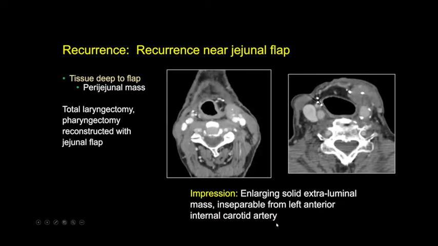This is an example of flaps that have recurred near a neopharynx. This patient has had a laryngectomy, a pharyngectomy, and has been reconstructed with a jejunal flap. The lumen, this is the neopharynx right here. The lumen looks fine, very smooth. Posterior wall of the neopharynx is often slightly thicker than the lateral or anterior wall.